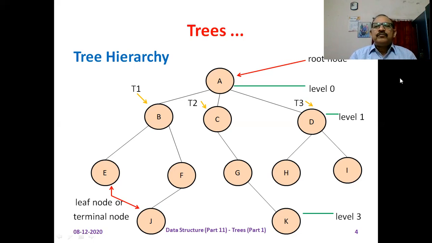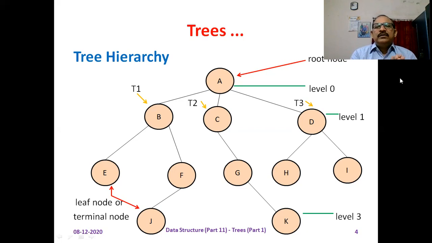Next is what is the degree of a node? A degree of a node is equal to the number of child the node has. For example, the degree of node B is 2, since it has 2 child node E and F. Degree of node K is 0, because this node does not have any child node.